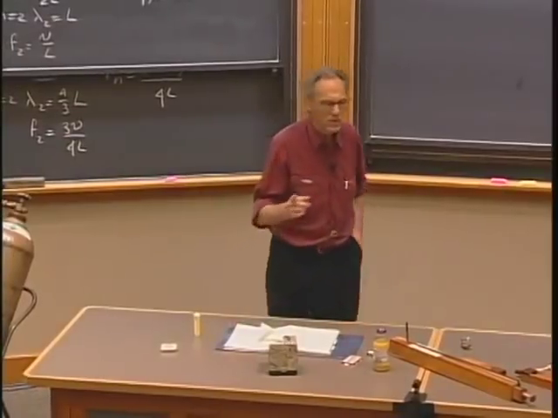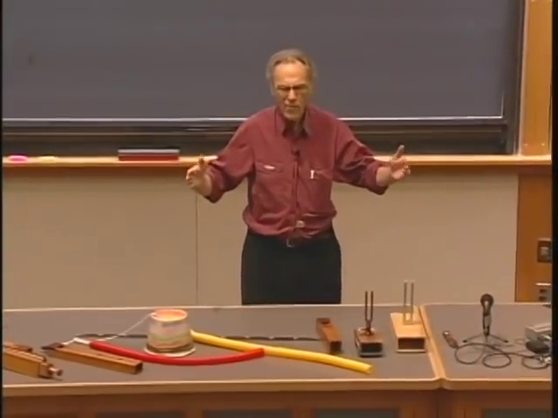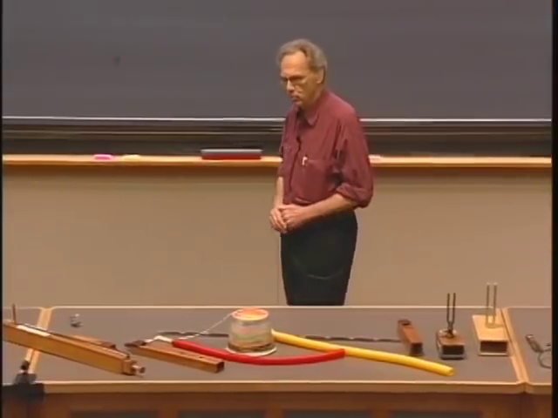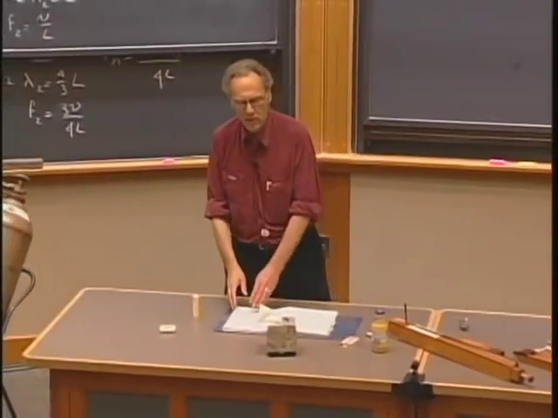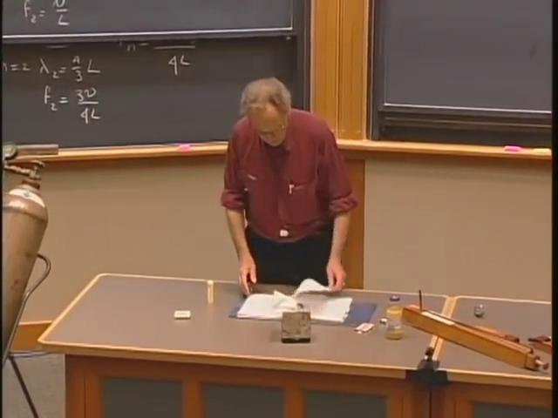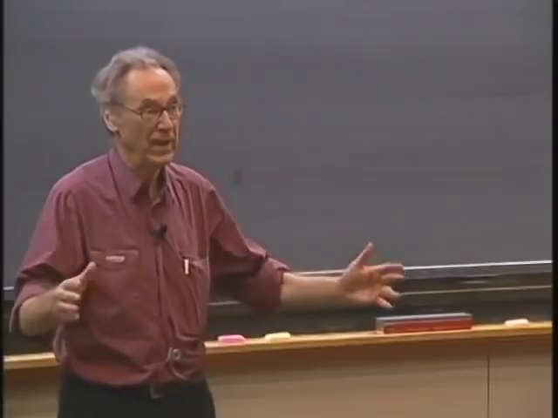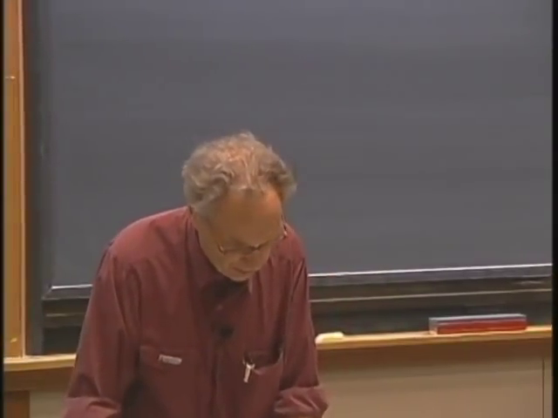In fact, the piano is designed in such a way that the hammer hits the string about 1/7 of its length from one end. That is done to suppress the seventh harmonic. Now, why the seventh harmonic has to be suppressed is up to you to decide. Maybe we don't like seven harmonics. I don't know. It beats me. But in any case, it's purposely done to suppress the seventh harmonic.